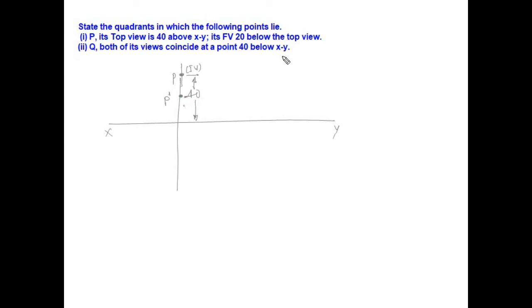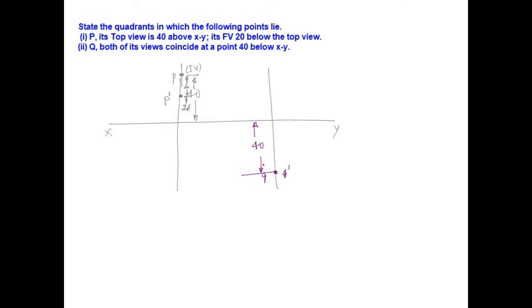Okay, so I don't have a proper place. So this is 20 mm. Oh sorry, rather this is 20 mm, 20 mm below the top view. So these are the projections of point P, right? Then point Q, both of its views coincide at a point 40 mm below the xy line. So if I take this, 40 mm below the xy line, somewhere over here, this will be point Q. That means Q dash and Q, both front view and top view, are coinciding 40 mm below the xy line.